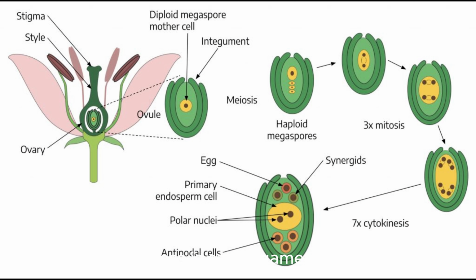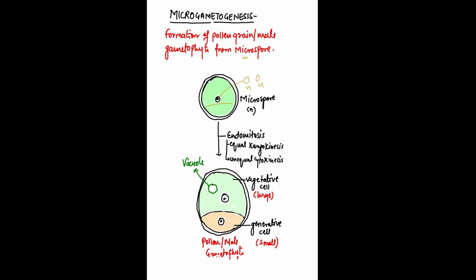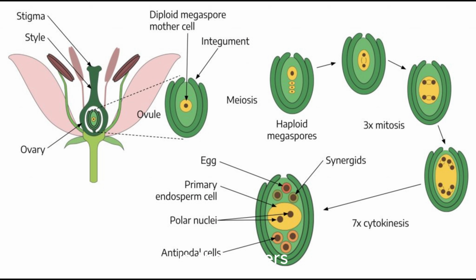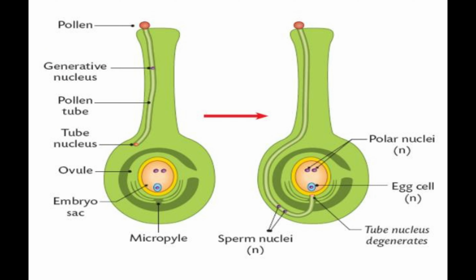The first step in sexual reproduction is the formation of male and female gametes. This process is called gametogenesis. In flowering plants, male gametes are formed inside the pollen grains through a process known as microsporogenesis. In the anthers, special cells called microspore mother cells undergo meiosis to form haploid microspores. Each microspore develops into a pollen grain, which contains 2 cells, the generative cell and the tube cell. The generative cell divides later to form 2 male gametes.